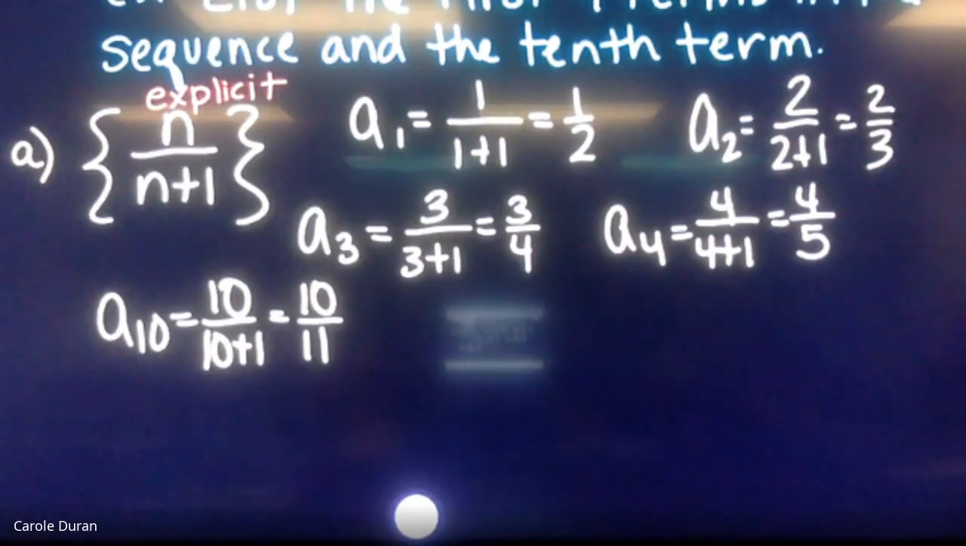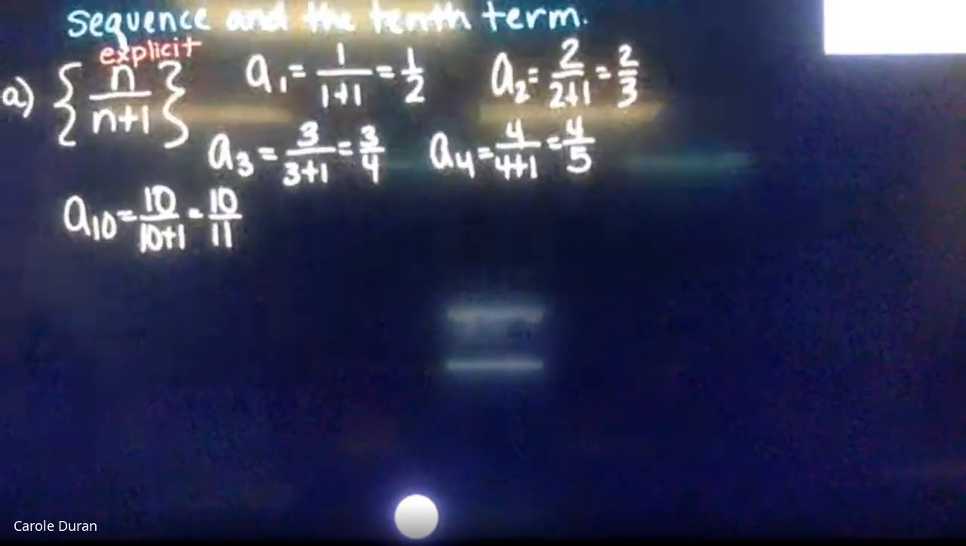Any questions on that? What I like to do when I'm asked to find the first couple terms in a sequence and then some random term is write it out so it looks like an actual sequence as my final answer, which makes it really easy to look at.